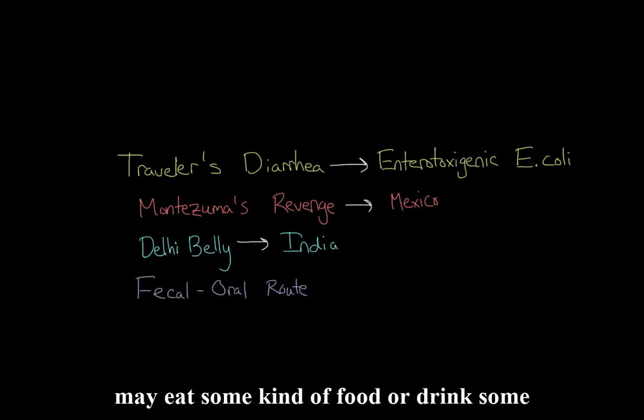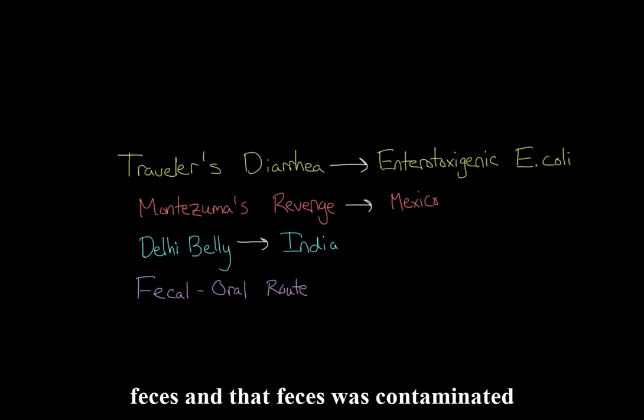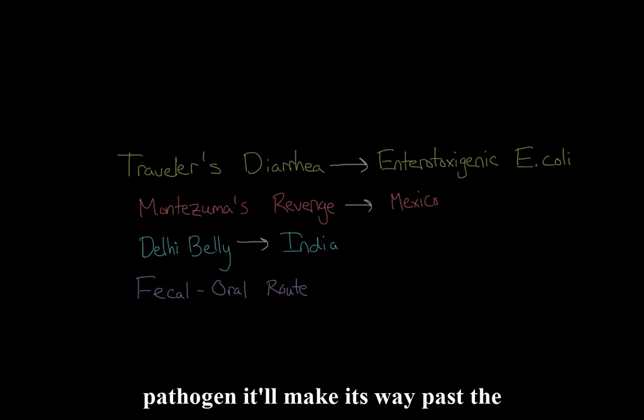That is, you may eat some kind of food or drink some water that's been contaminated with feces, and that feces was contaminated with the pathogen. Once you ingest this pathogen, it'll make its way past the stomach and into the small intestine.